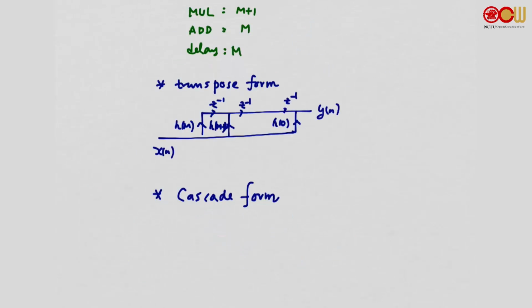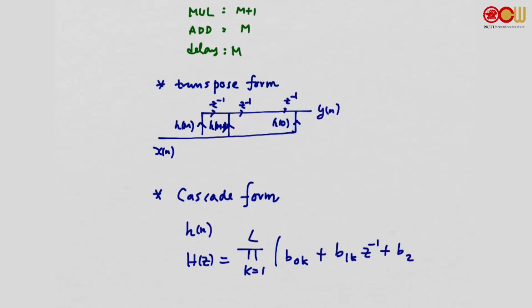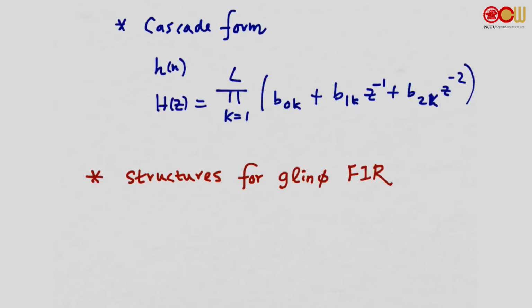We can also have a cascade form like before, and in the case that h[n] is real, we can combine complex conjugate poles together. Then we may have terms like this: b1k z^-1 plus b2k z^-2. And again, each of these second order terms can be a first order. So far, this is just like what we had talked about before.